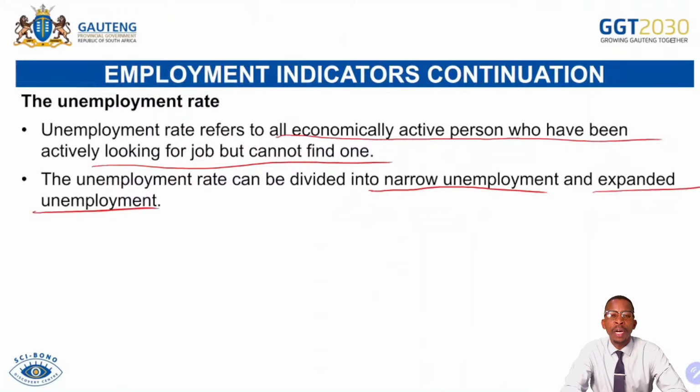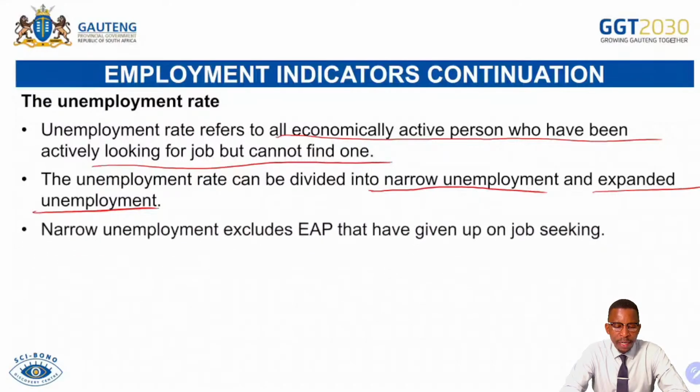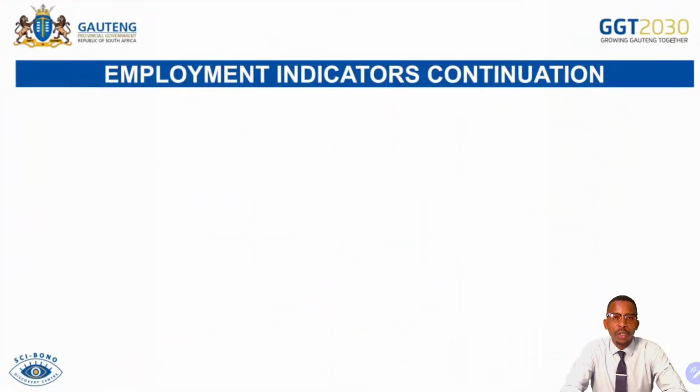If we talk about the narrow unemployment rate, we exclude people that have given up on looking for a job. They are economically active, but they are no longer looking for a job because maybe it's been long and they are not finding a job. So we don't include them. But under expanded, we include those people that are economically active, even though they are no longer looking for a job. Those people are included under expanded unemployment. Narrow unemployment excludes EAP that has given up on looking for a job, like I've mentioned before, and then expanded will include them.